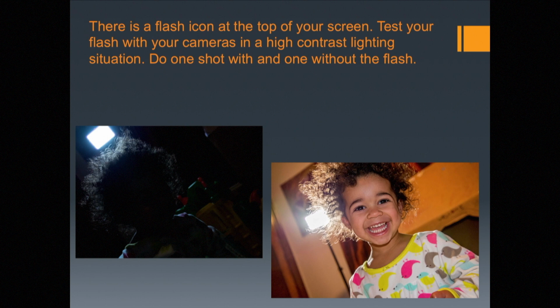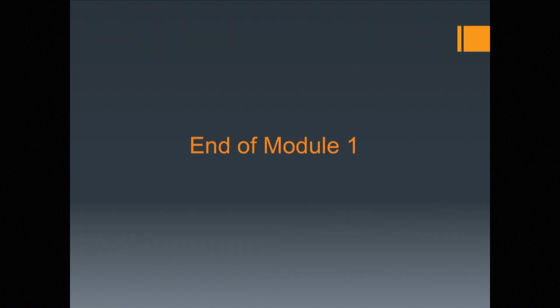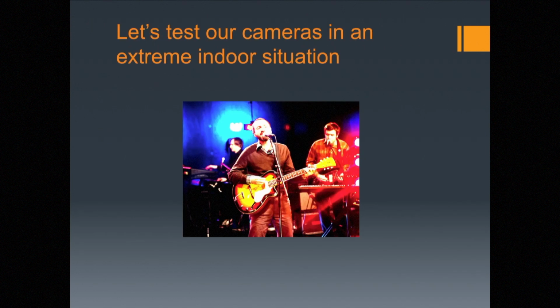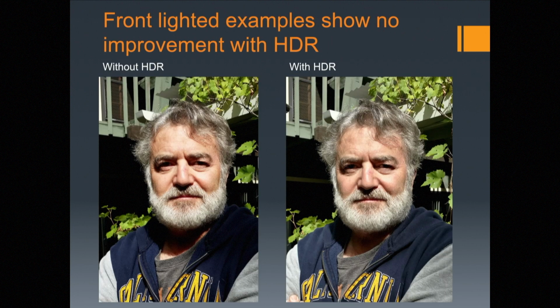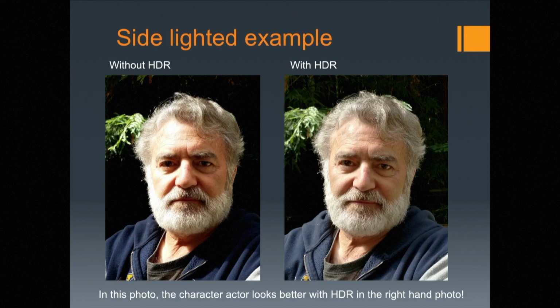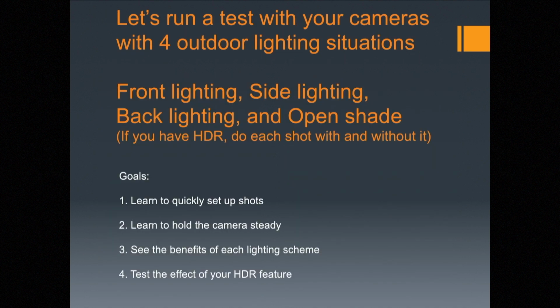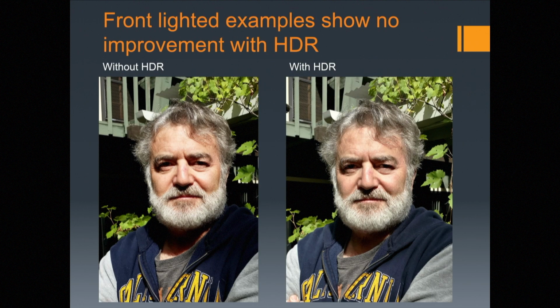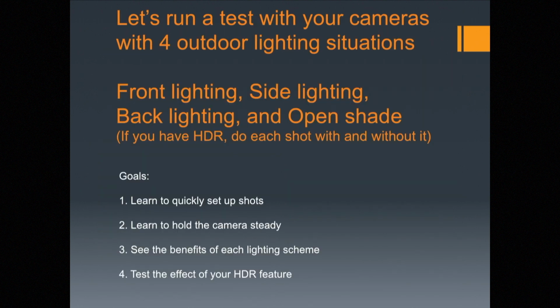Okay, that's the end of Module 1. I just want to remind you of the things that I'd like you to do. I'd like you to get familiar with the HDR, take a bunch of pictures inside and out with and without HDR on, so you can see the difference, and do that with backlit subjects. Also, I asked you to do open shade. We're actually going to talk about that in the next setup.